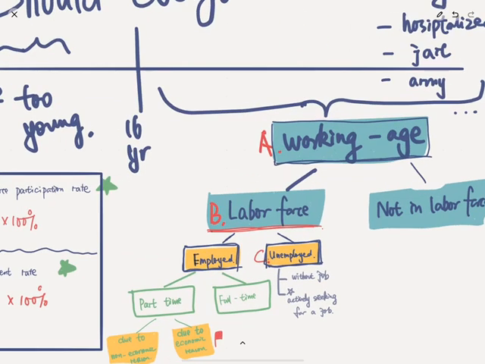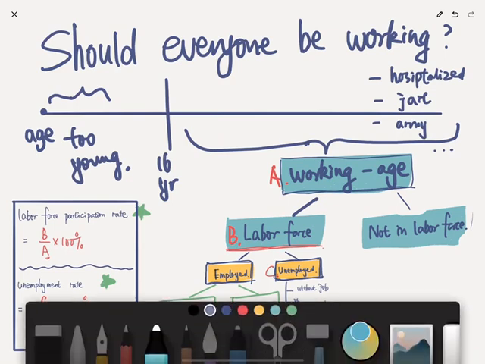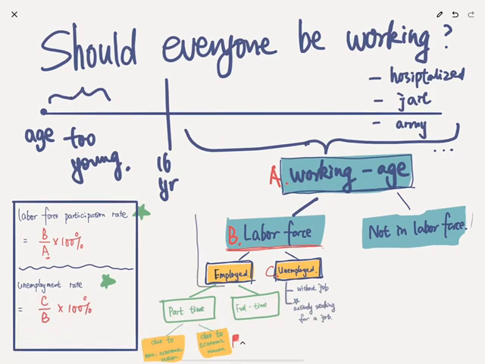Unemployment rate, on the other hand, is calculated by simply focusing on these three elements. Unemployment rate equals C divided by B times 100. This means the unemployment rate tells us, out of the labor force, out of the total number who are willing to participate in the workforce, what's the percentage of people not having a job?